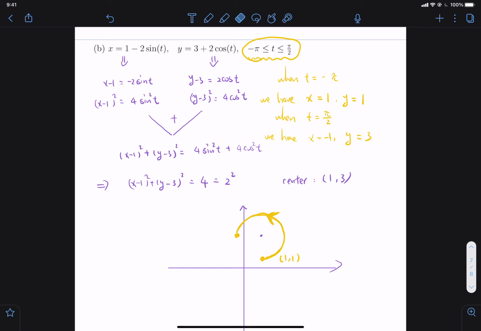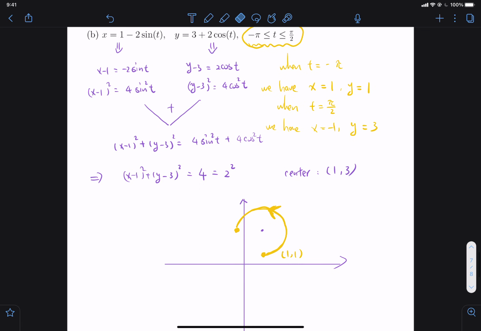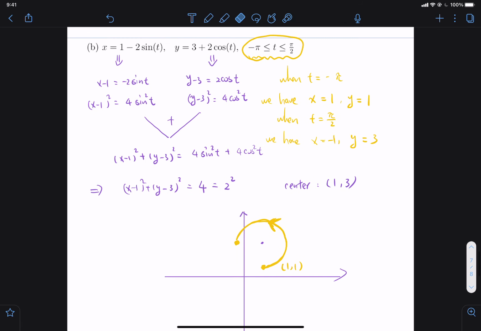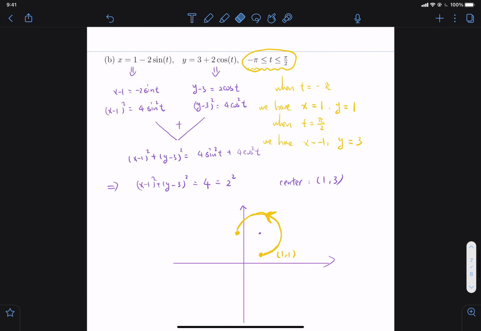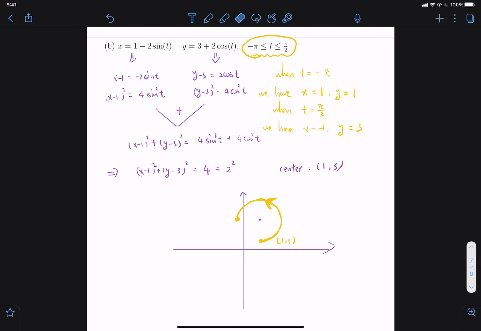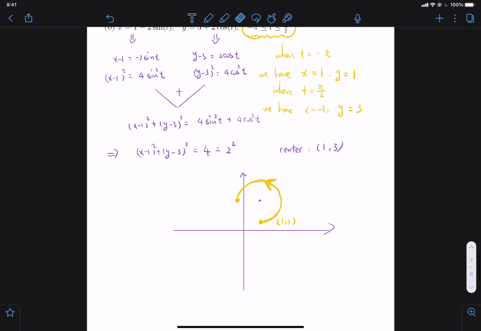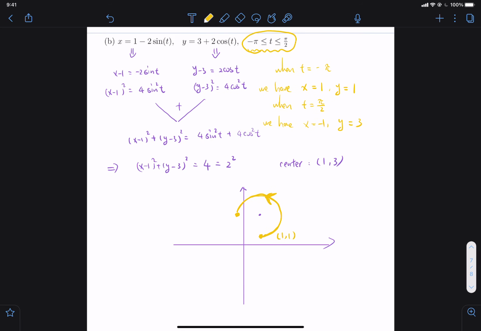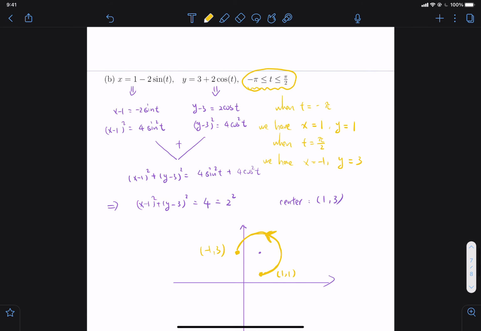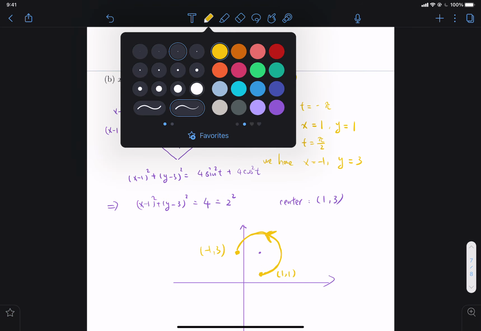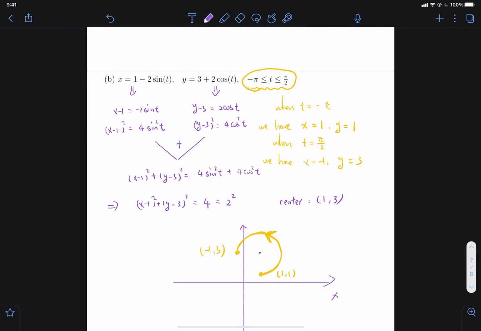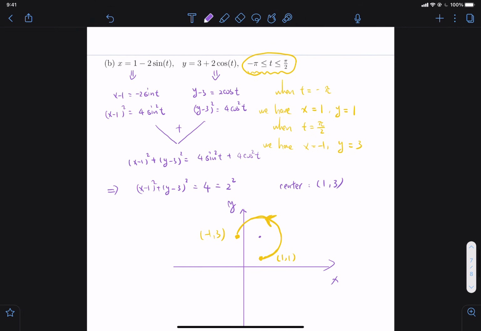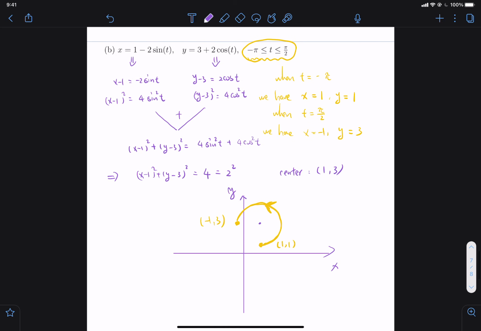Okay. So we only have 3/4 of the circle here, right? And the direction is counterclockwise from 1, 1 to this negative 1, 3. Okay. I hope that's not too confusing, right? So that is our question B.